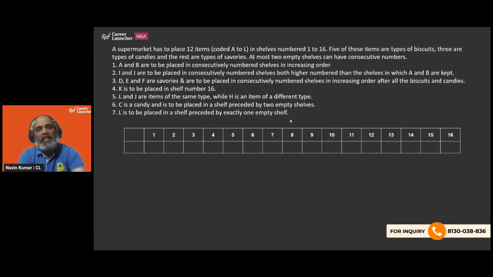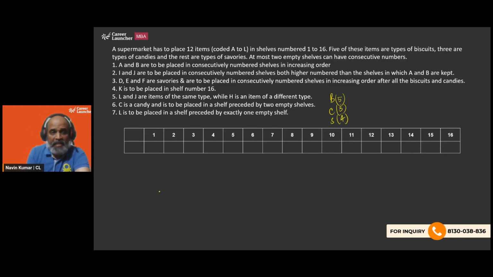So a supermarket has to place 12 items coded A to L in shelves numbered 1 to 16, as you can see here. 5 of these items are biscuits. So we have got biscuits being 5, and then we have got candies. They are being 3, and savories, these are going to be 4 of them. At most 2 empty shelves can have consecutive numbers. Let's look at the first one.